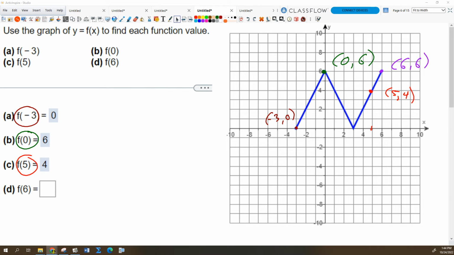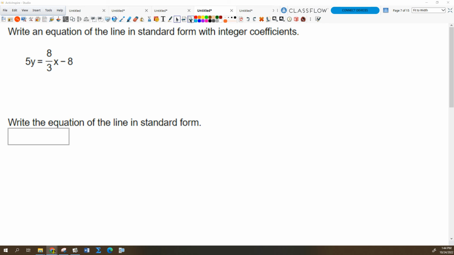Okay, good. So yeah, we got the point 6, 6. So there we have it. Okay, one more, and we'll call her good for today.